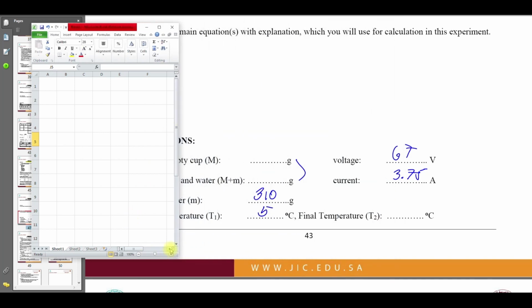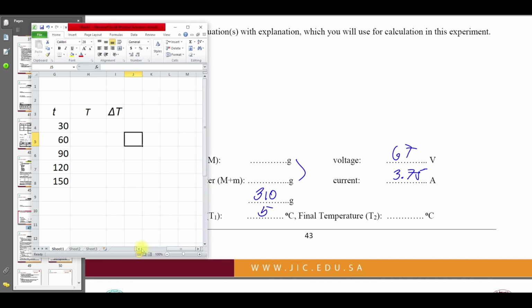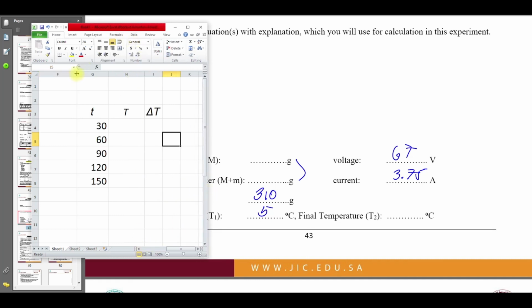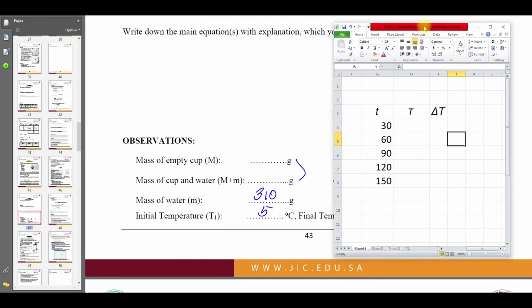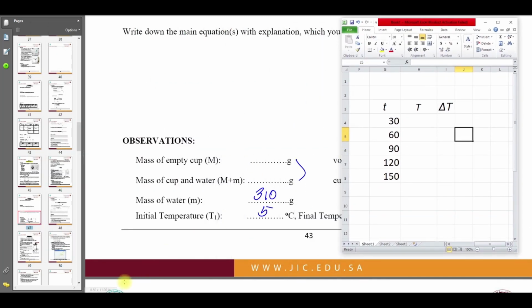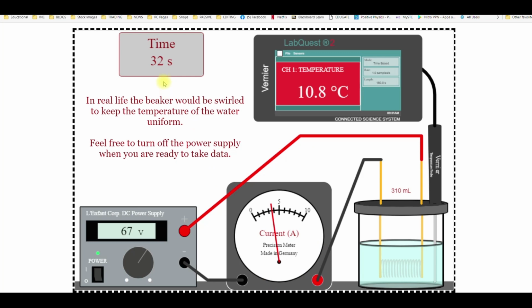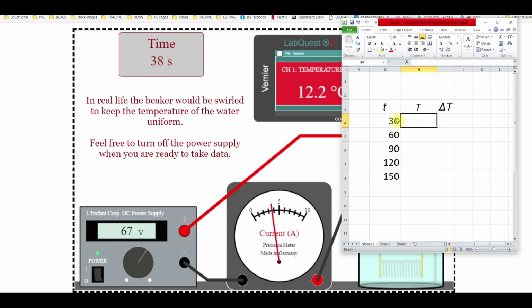You have to take note that whenever the simulation is in the background, not opened, it will pause. So you have to keep the simulation in the foreground. Okay, 31 seconds, it's 11 degrees. So let's record that in our Excel file. 30 seconds, that's 11 degrees. We can also add the initial time 0 and the original temperature 5 degrees.